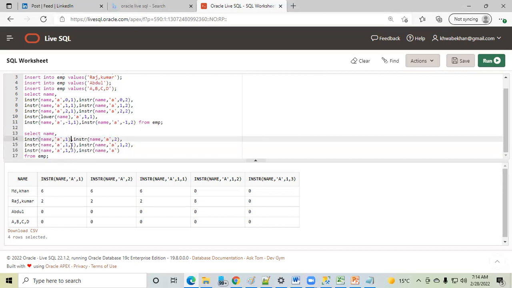So you understood the importance of the fourth argument, guys. The fourth argument is clear. The fourth argument will tell you the occurrence. Hope that is clear now. Okay. Now.